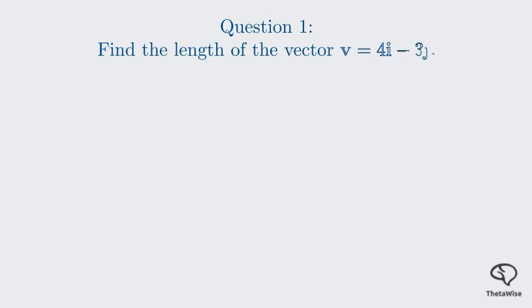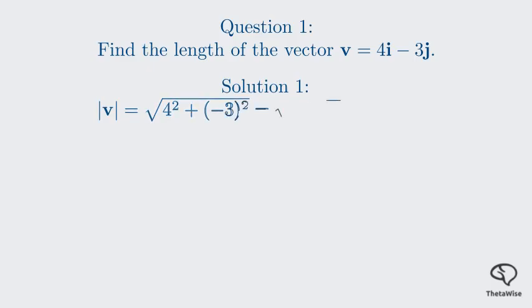Question 1 asks for the length of the vector 4i minus 3j. To find the length or magnitude, we will use the Pythagorean theorem. Pause here and give it a try. The solution is to take the square root of the sum of the squares of the i and j components. That is, the square root of 4 squared plus -3 squared, which is the square root of 16 plus 9, or the square root of 25. The length of the vector is 5 units.